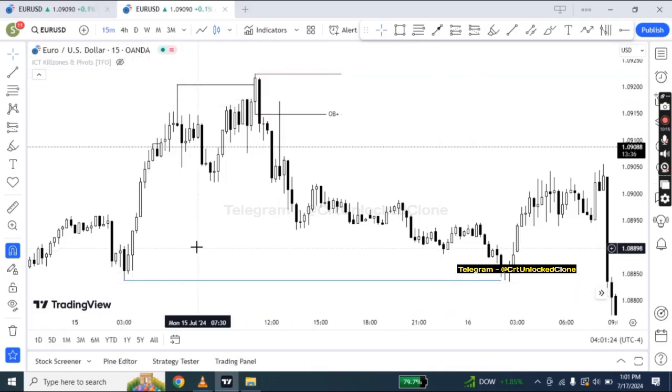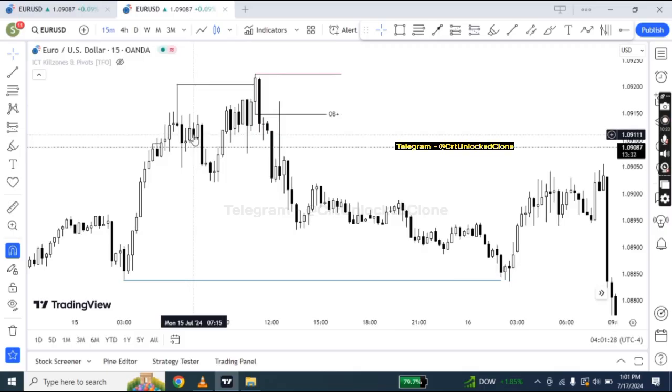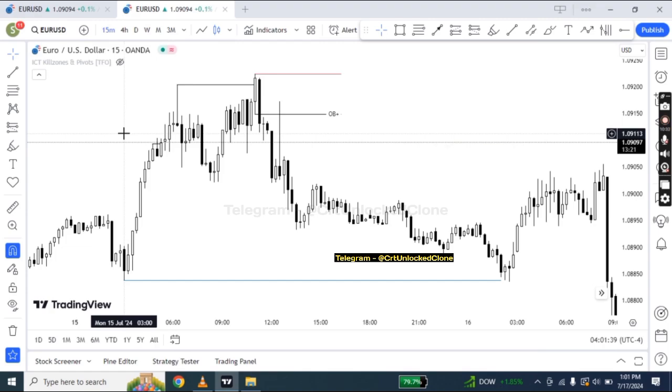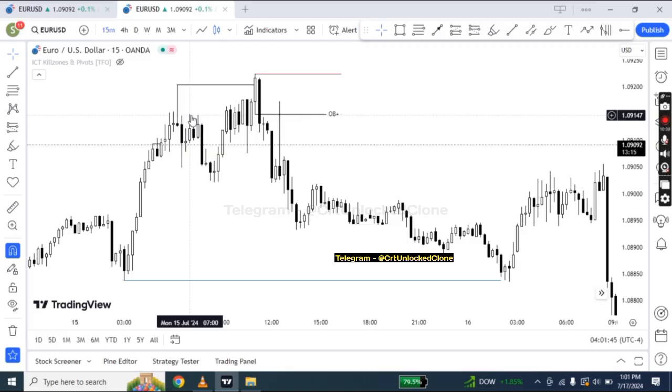Now, I did not take this first trade right here because I wasn't on the charts and somehow I missed it. But just know that if I was on the charts and if I had seen this opportunity, then I would have definitely taken it, right? I wouldn't have missed it, and it would have been a good loss for me.